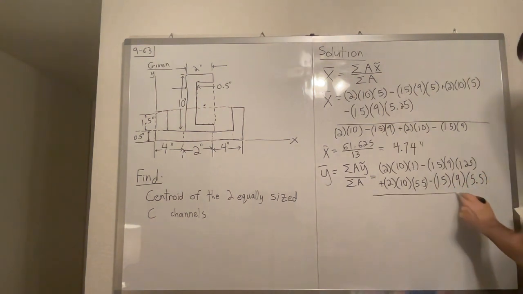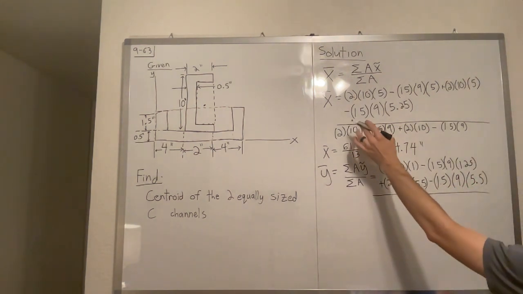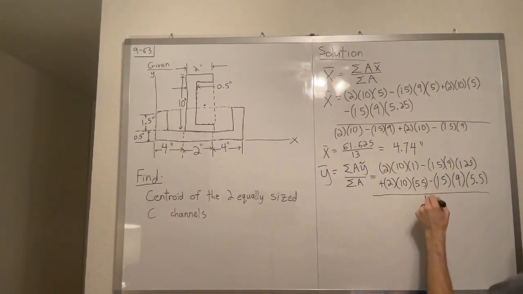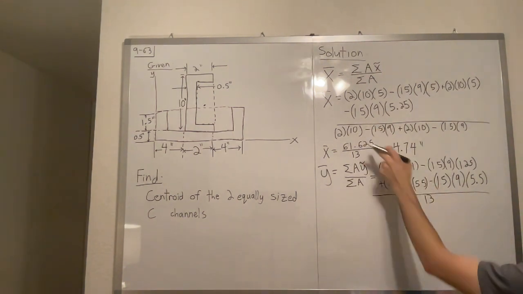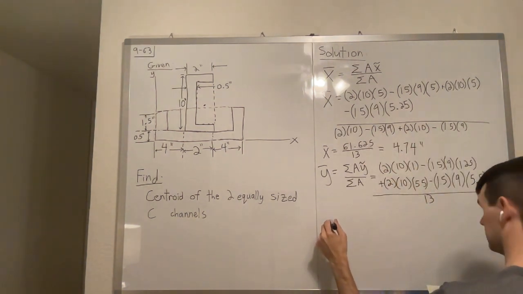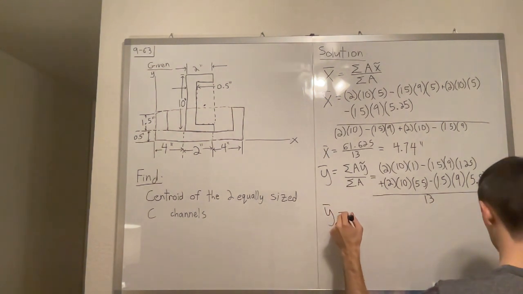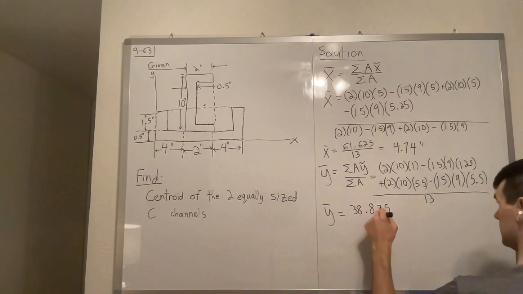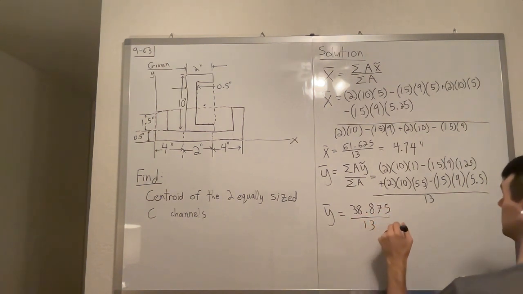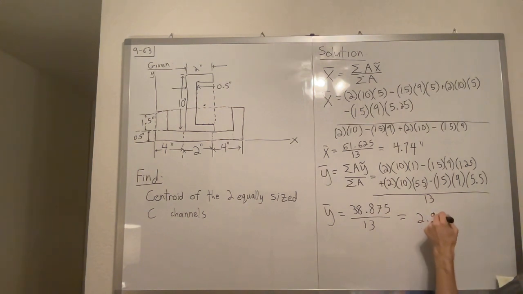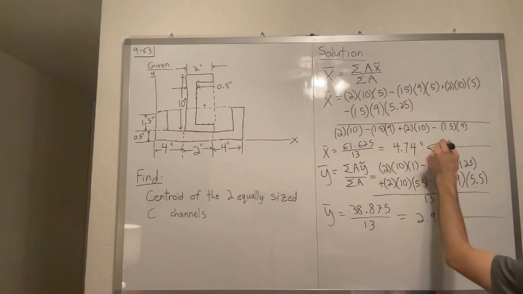And then we just divide all that by the areas, which is going to be the exact same thing as before. So I'm just going to reuse, I know it's 13. Nothing's changed about the area. So what I end up getting is y bar equals 38.875 divided by 13, which is equal to 2.99 inches. So those are my answers.